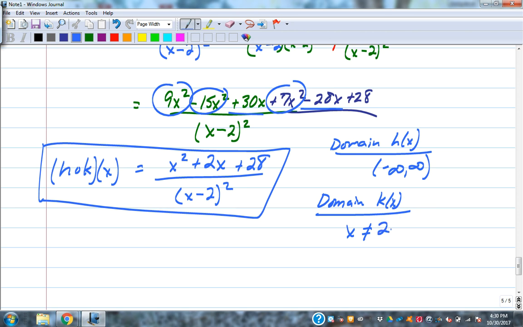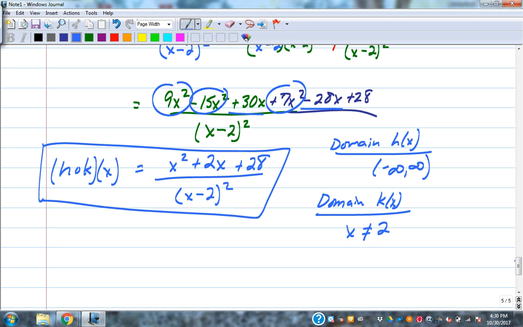Yeah, x can't be positive 2. Look at the denominator on our composite function. What's the only thing that would mess it up? Positive 2, same thing. Even though that's a squared piece in the bottom, it's the same piece squared. So it only counts for that. Okay?